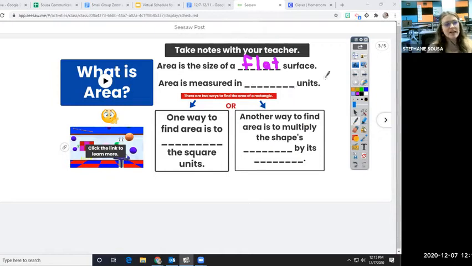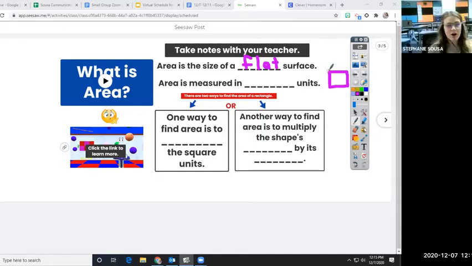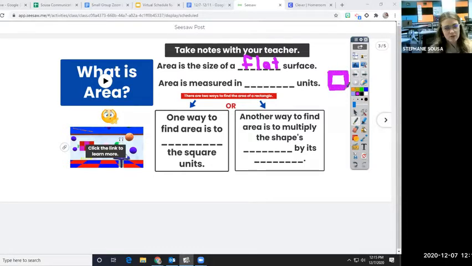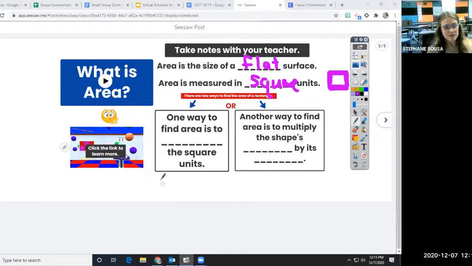Area is measured in blank units. What kind of units? Equal units. You guys like this word equal. They are equal because each side is the same size. If it's a shape and each side is the same size, what kind of units are they? They are equal units, but we need to come up with the name of a shape. So they are square units, and squares have equal size sides. So the length and the width are the same size.